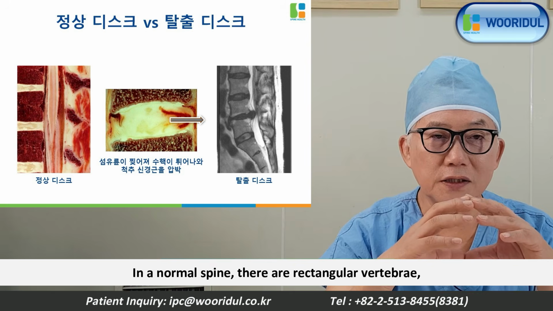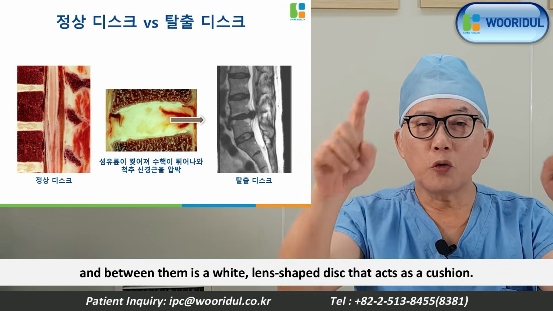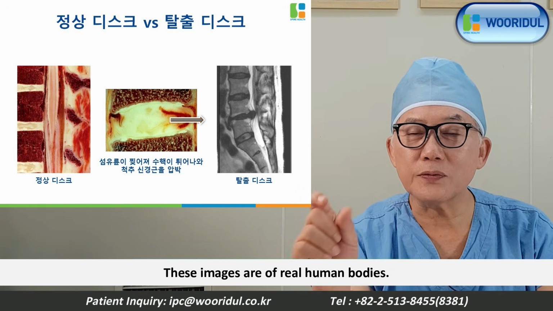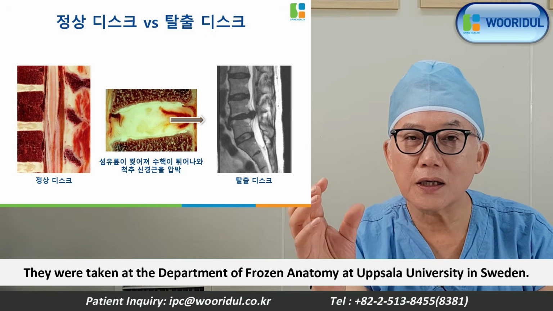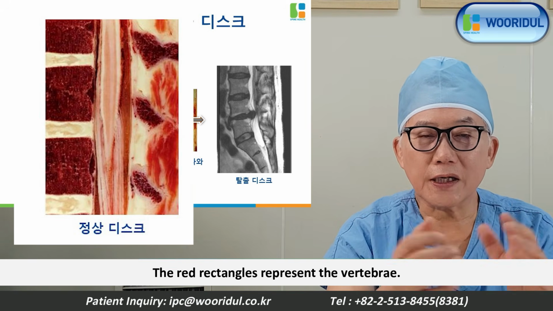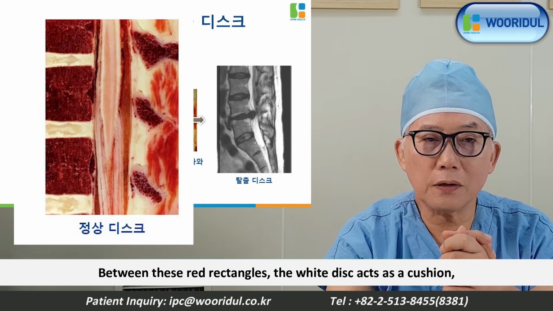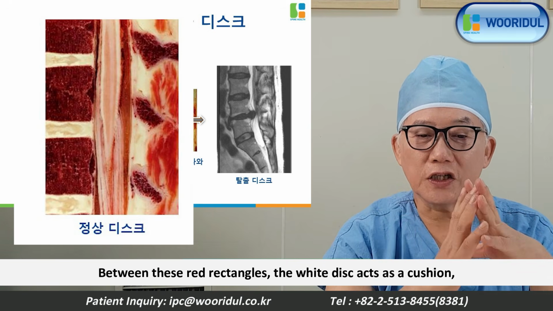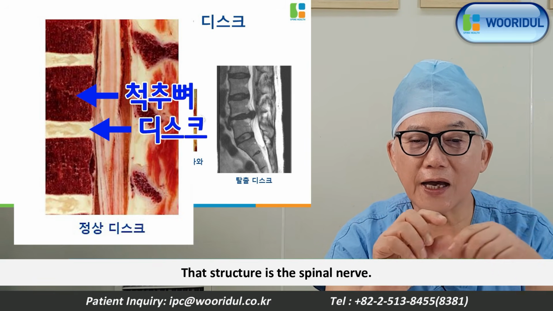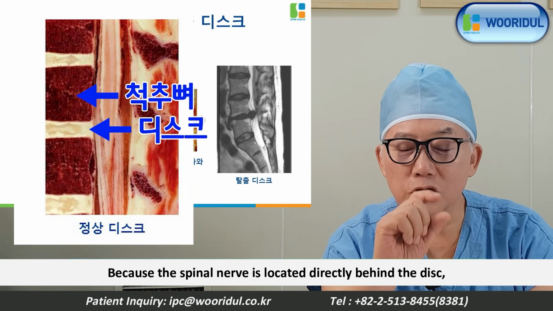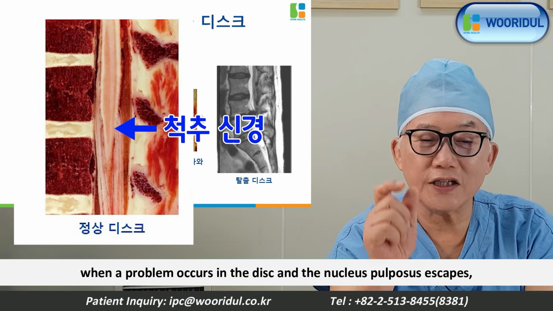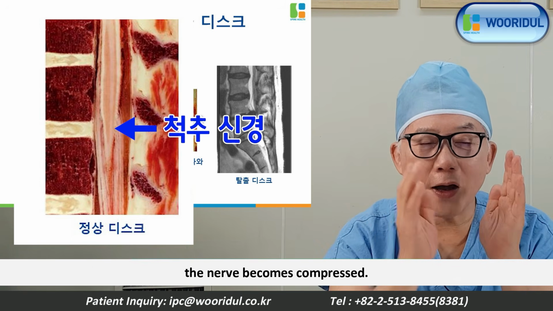In a normal spine, there are rectangular vertebrae, and between them is a white, lens-shaped disc that acts as a cushion. These images are of real human bodies. They were taken at the Department of Frozen Anatomy at Uppsala University in Sweden. The red rectangles represent the vertebrae. Between these red rectangles, the white disc acts as a cushion, and behind the vertebrae and the disc lies the spinal nerve. That structure is the spinal nerve. Because the spinal nerve is located directly behind the disc, when a problem occurs in the disc and the nucleus pulposus escapes, the nerve becomes compressed.